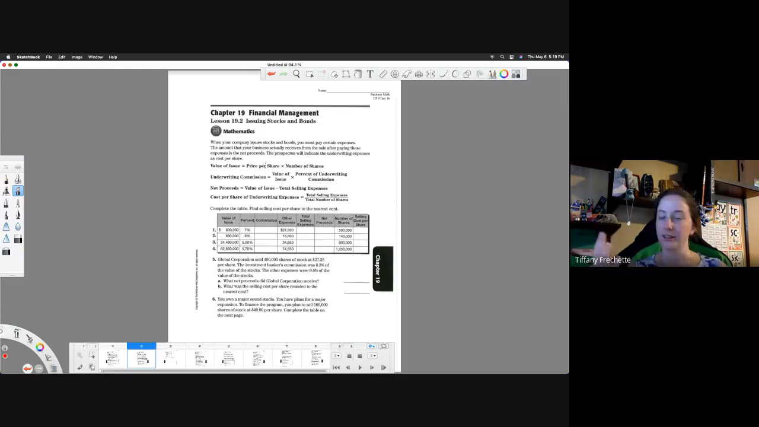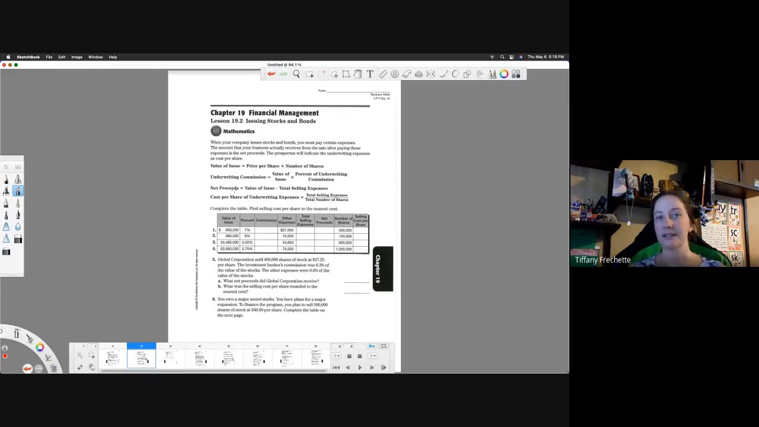So this is definitely, we're talking about stocks and bonds here. We're getting into the stock market just a little bit. So we have a price per share, that's how much we're buying it for, and how many shares we're actually buying. So that's called the value of the issue. So how many were issued and the value of that. Underwriting commission equals the value of the issue, we need to know that first, times the percent of the underwriting commission. So there's a certain commission that they get to charge for doing this.